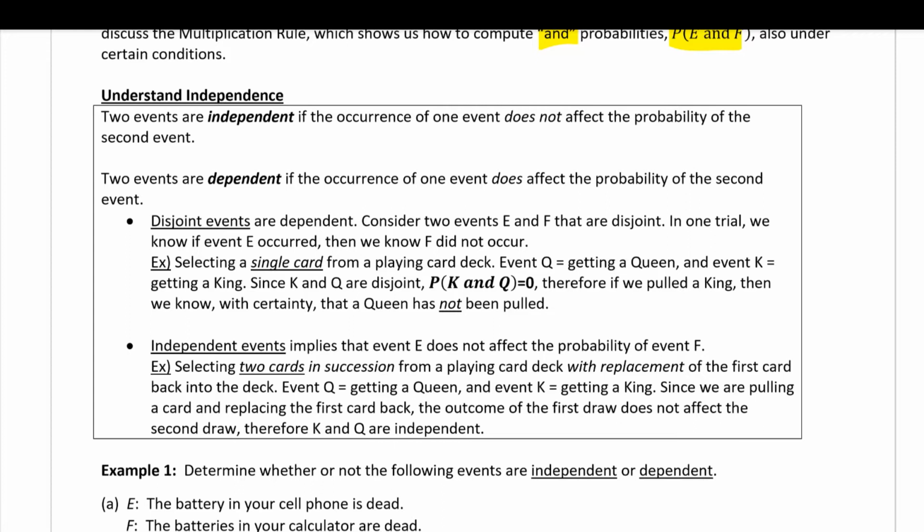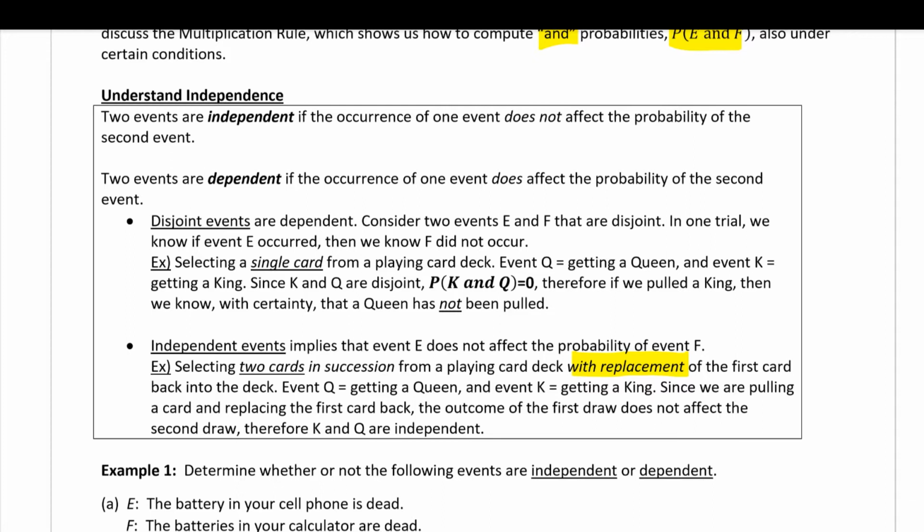Now, independent events imply that event E does not affect the probability of event F. Example, selecting 2 cards in succession from a playing card deck with replacement. Now, that's the key phrase there, with replacement. That tells us that they're independent, and you'll see why. That's because you put the card back into the deck for the subsequent draw. So you still have 52 cards, so it doesn't affect the probability of any subsequent draw from the deck.